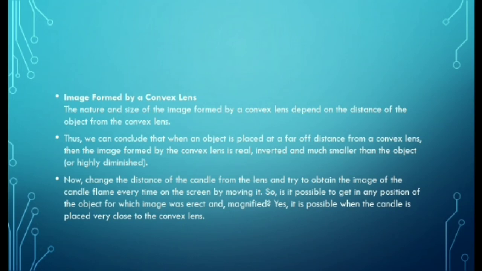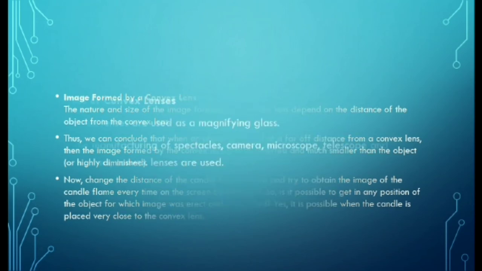Now, change the distance of the candle from the lens and try to obtain the image of the candle flame clearly on the screen by moving it. So it is possible to get an image when the object is placed very close to the convex lens.